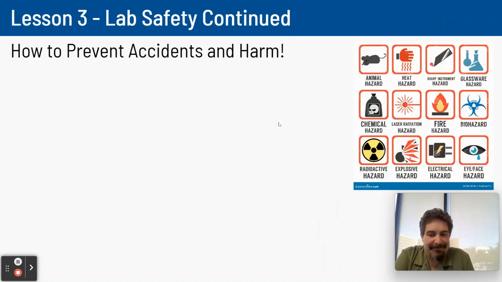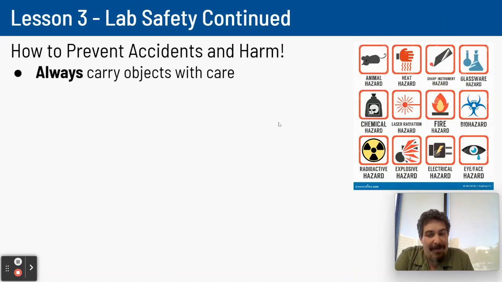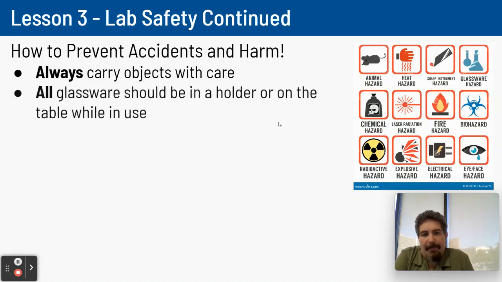All right, now let's talk about how we can prevent accidents and harm in general in this room. We have to always carry objects with care, right? Maybe if you're carrying a ruler and some other general normal classroom supplies, you might be a little more cavalier. But anything that we use in labs, you have to always carry it with care, because dropping it is one of the primary ways these things can be dangerous or cause harm.